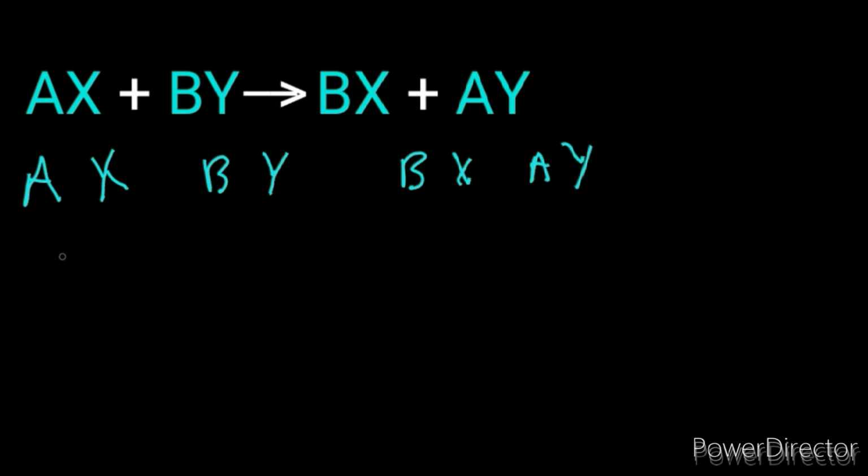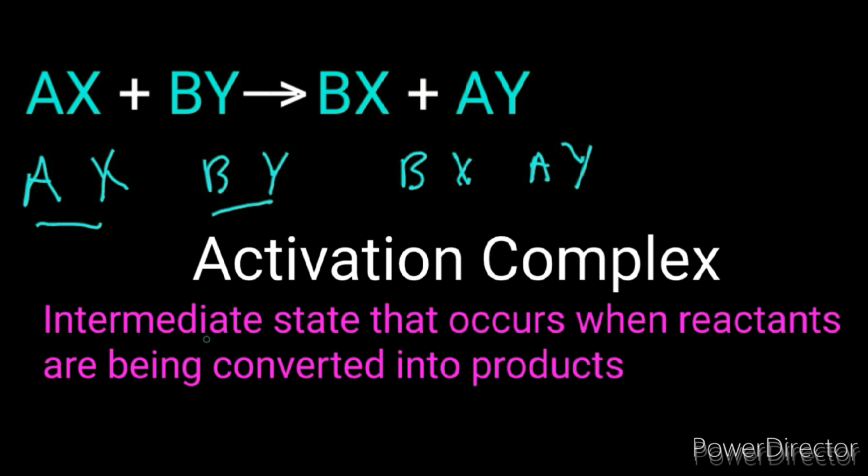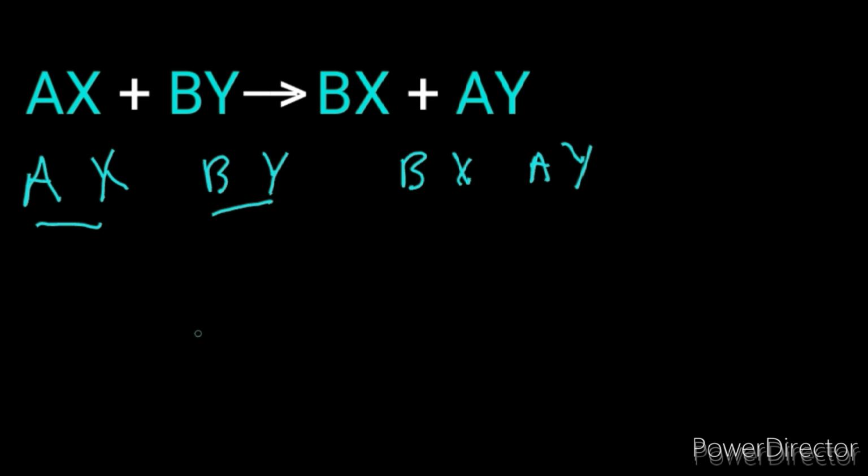What activation energy does is that it splits the bond so that they can be in a state of activation complex. Activation complex is the intermediate state that occurs when reactants are being converted into products. Think of it as halfway between the reactants and products. So activation complex is when they're temporarily split, and they're in a high energy state.